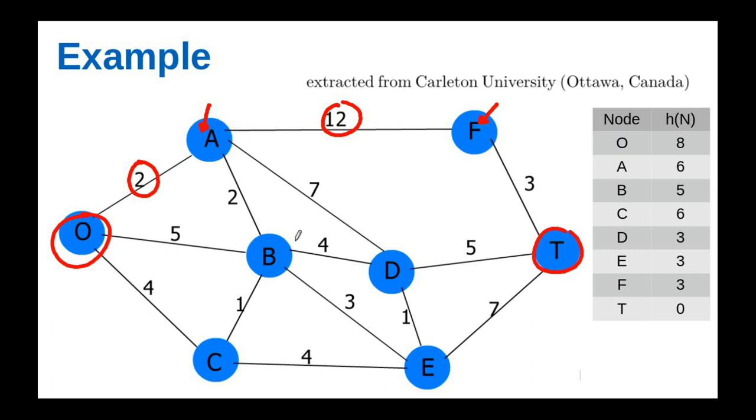So for example, the cost of going from B to D is 4. And again, the cost of going from D to B is also 4, because we have not a directed graph. So we can go this way and backwards, okay?